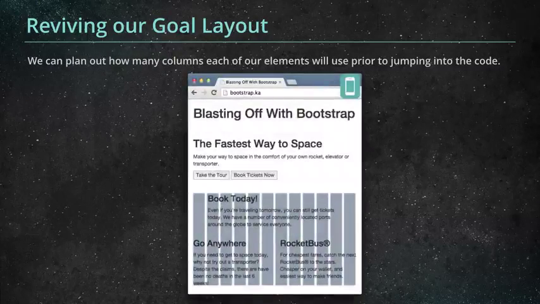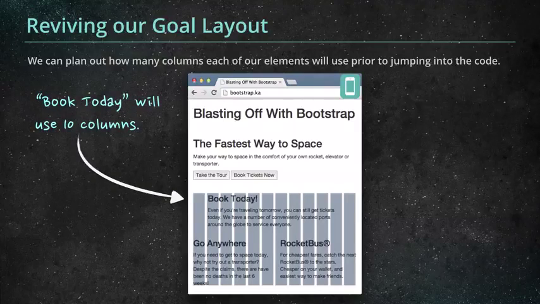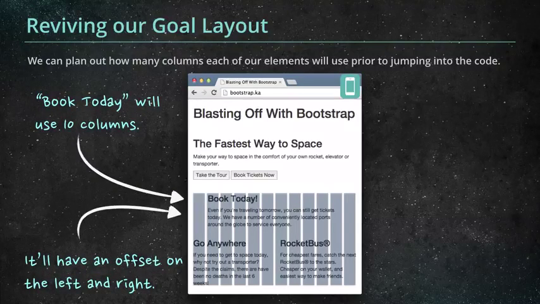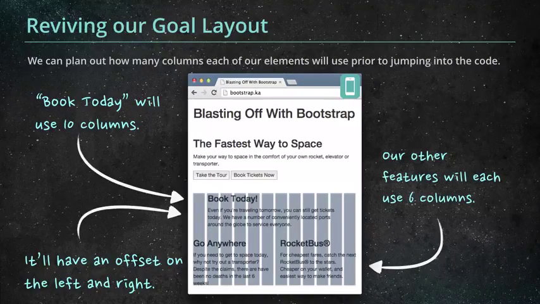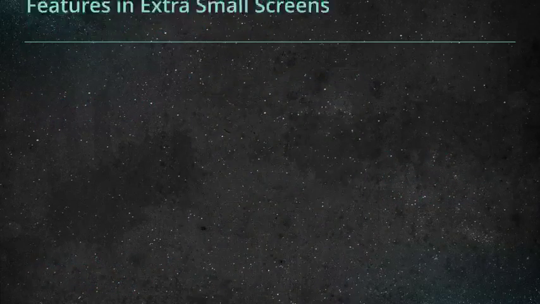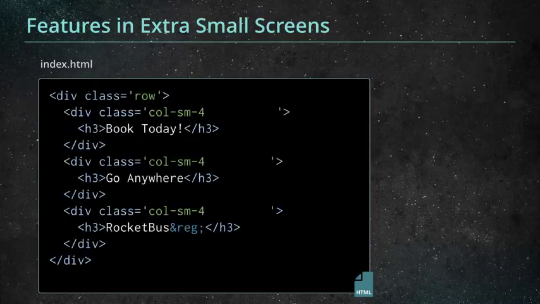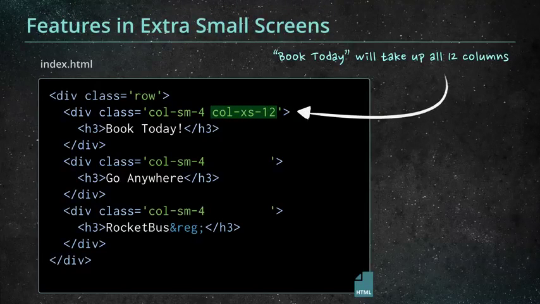Let's rewind things a bit and see what we want our featured items to look like. We really want our Book Today feature to take up 10 columns and have 1 column of offset before it. Next, we want the other 2 features to each take up 6 columns. Let's start off by making the Book Today part take up an entire 12 columns in extra small mode. Next, we want Go Anywhere and Rocket Bus to be below Book Today, but each of them will take up 6 columns. To do that, we can add a col-xs-6 to each of them.